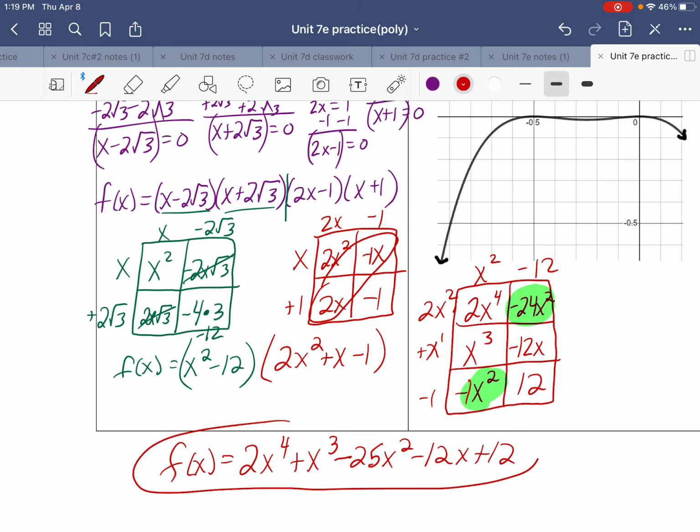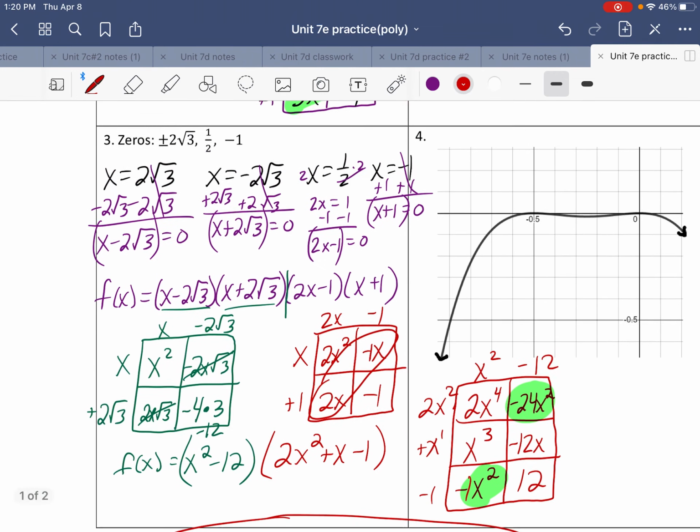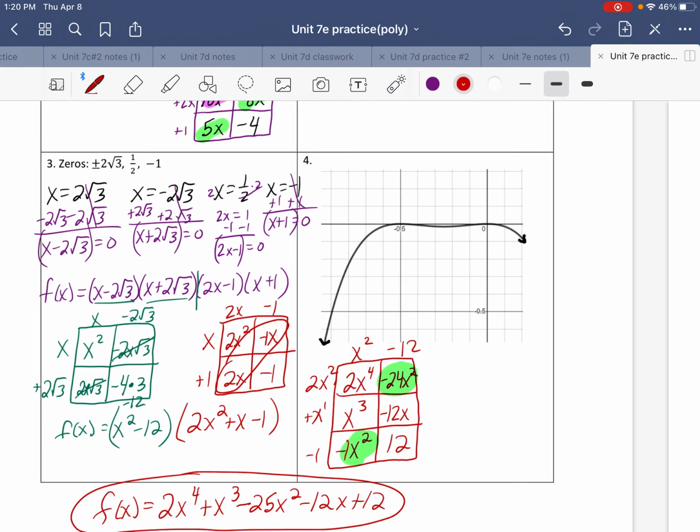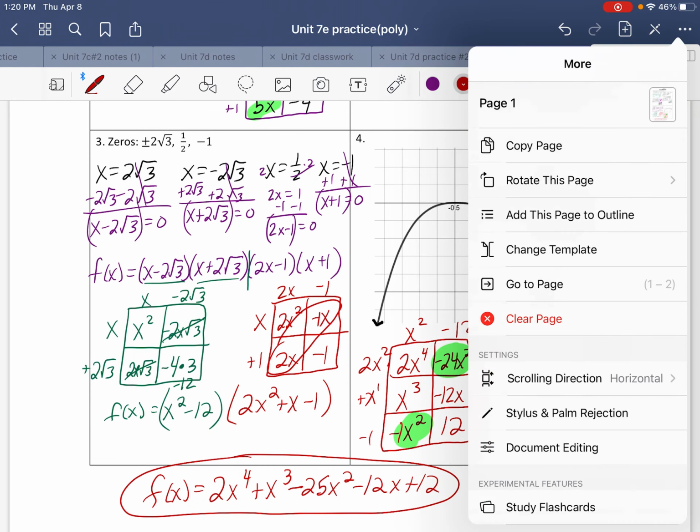Wow. If you got that, awesome job. Anywhere close to that, great job. But that will give you the zeros at 2 square root of 3 and positive and negative, 1/2 and negative 1. Wow. Pretty awesome. Now, number 4.